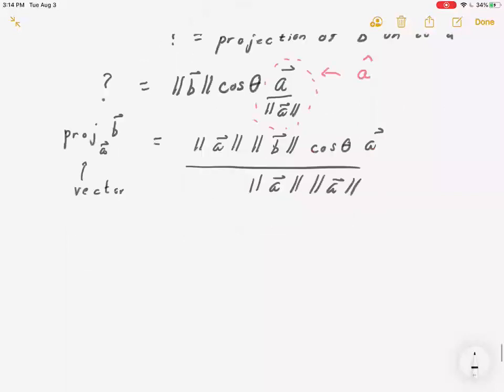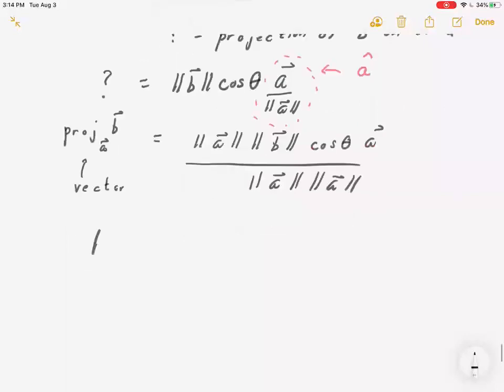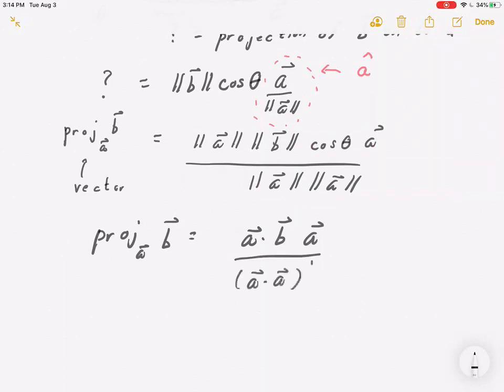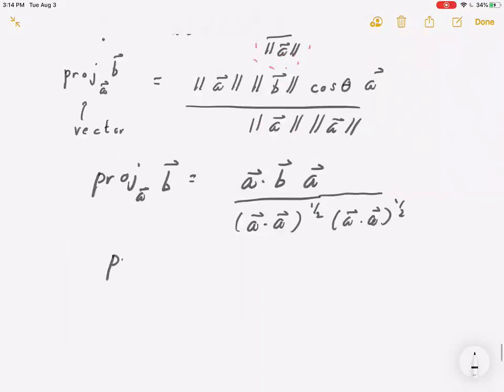So what is that? Well, that is the dot product of A with B times A divided by the norm of A. Well, that's just the dot product of A with itself to the 1/2 power, but it appears twice in the denominator. So you can see where this is going.